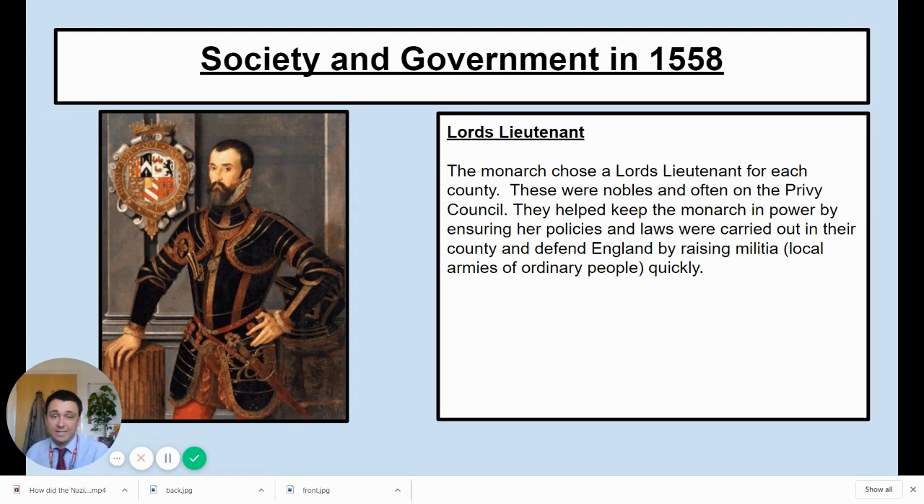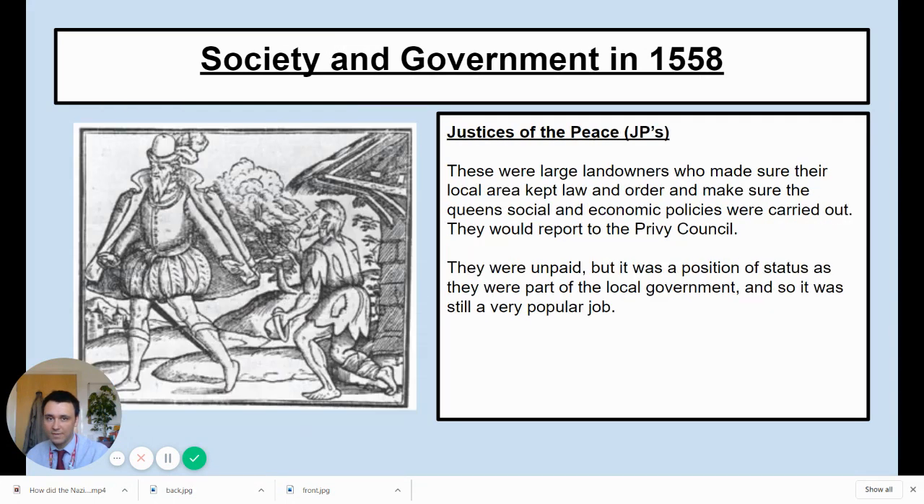So it's his job to say to all of the males in the area, all right, guys, grab your weapons. I don't care if you're a normal person. I don't care if you're a baker, for example, or a tailor. You need to go to war here. We need to raise this army up quickly to defend England. That is the Lord Lieutenant's job in each county, to make sure that the militia is ready if needed, and to make sure in that area, Elizabeth's laws and policies are being followed.